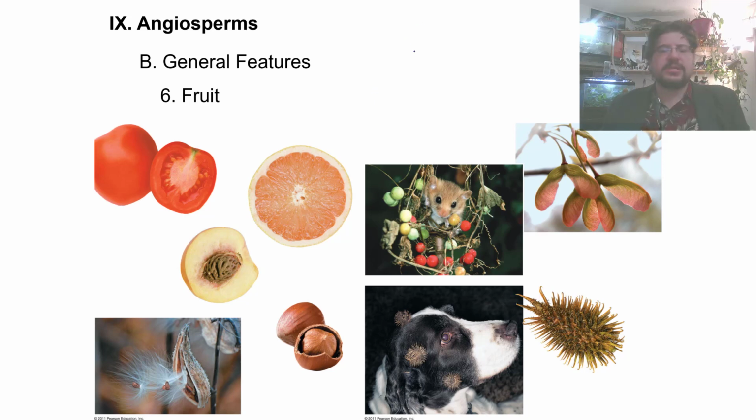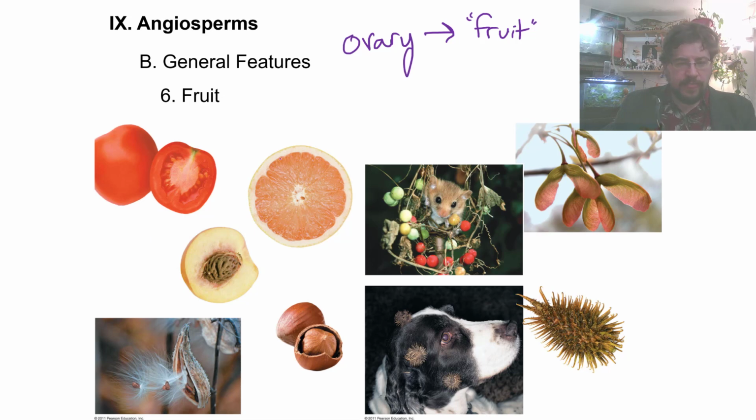The ovary turns into what we call a fruit. The ovary develops into a fruit. Fruit can mean a lot of things, but ultimately a fruit is specialized tissue that contains seeds. All right? So, here, a tomato is a fruit. Here, a grapefruit is a fruit. Here, a peach is a fruit, and inside we have the seed.